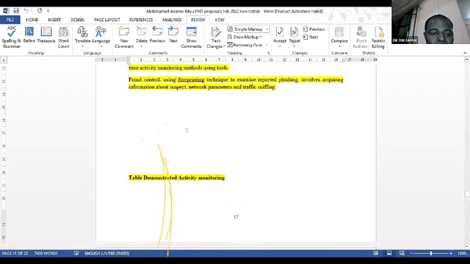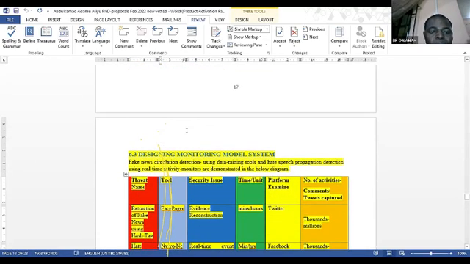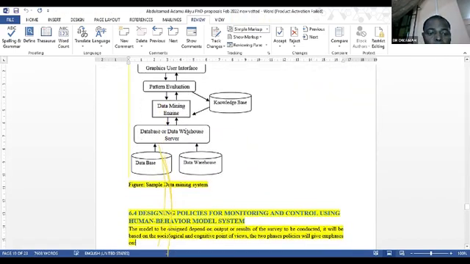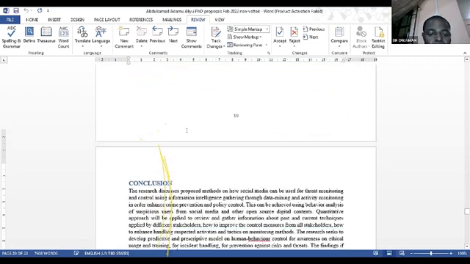Then we are seeing a table demonstrating activity monitoring. That table is standing on its own, and we cannot see the table under it. The table is not jumping to somewhere else. So I think you can settle down to rearrange this work properly. We are seeing a figure that has no figure number. You just put figure. You now say sample data mining system. That is unacceptable. Is it figure 1.1? Is it figure 2.3? Is it figure 3.1? So you need to look at it.